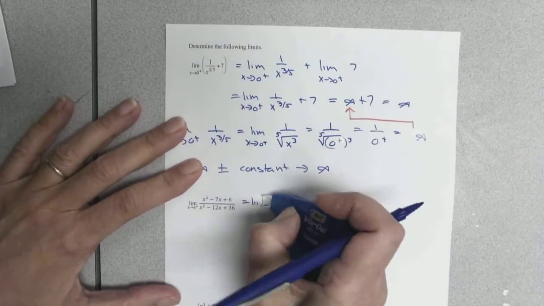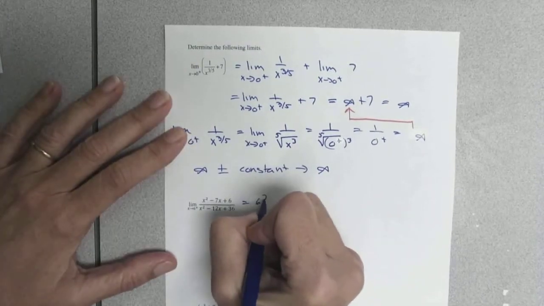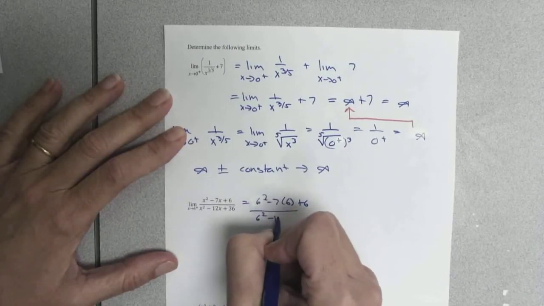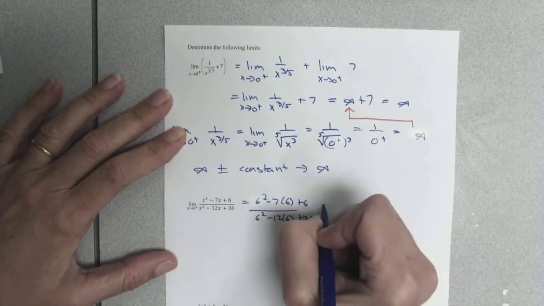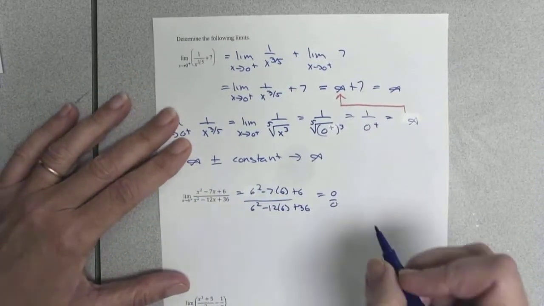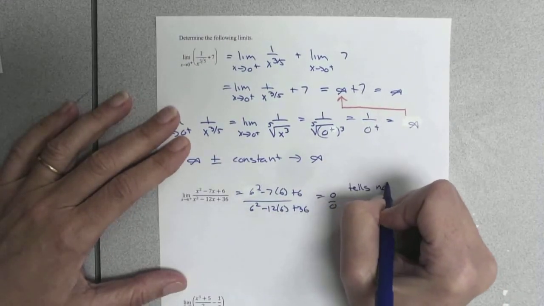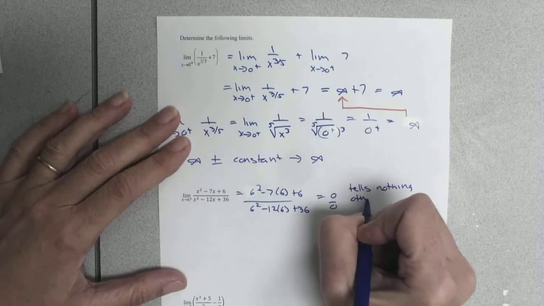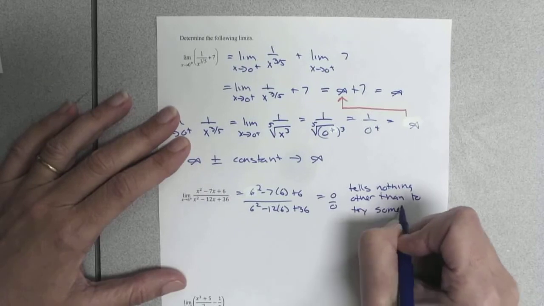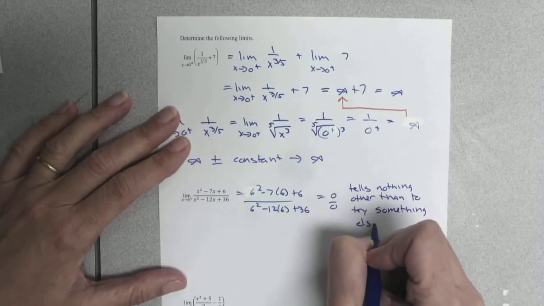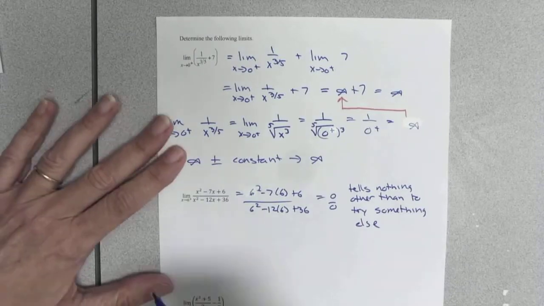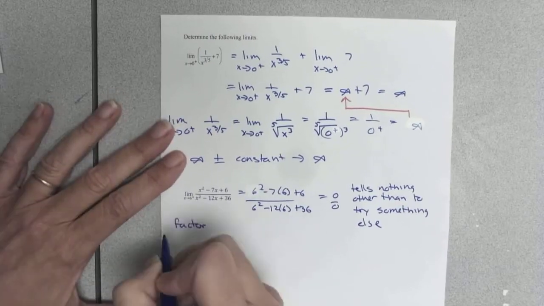And so starting by substitution, I'm going to get 6 squared minus 7 times 6 plus 6 over 6 squared minus 12 times 6 plus 36. And you can trust me, 0 over 0, which tells me nothing, other than to try something else. Zero over 0 as a limit's indeterminate. It tells you nothing. In this case, what we're going to do is factor.